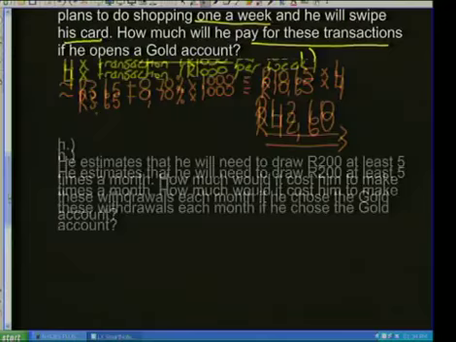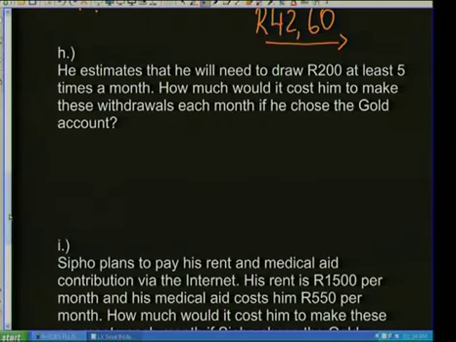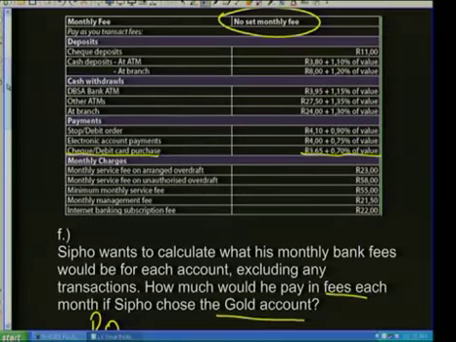He estimates that he needs to draw 200 Rand at least 5 times a month. How much would it cost him to make these withdrawals each month if he chose the gold account? So we are going to look at each one on its own, so looking at 200 Rand, and then afterwards we will times it by 5 times. So his withdrawal, and we're assuming he's going to withdraw it at his bank, and that's at 3 Rand 95 plus 1.15% of the value. So let's write that out.